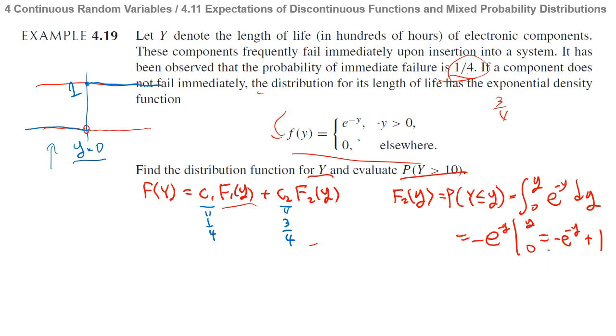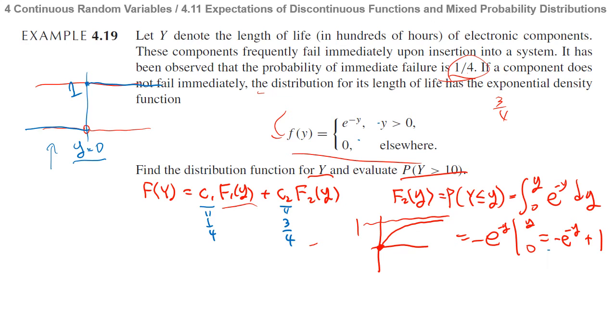So the shape of F2(y) is something like this. At point 0, we have 0, and this approaches 1. As y goes to infinity, it approaches 1, so it looks like this.